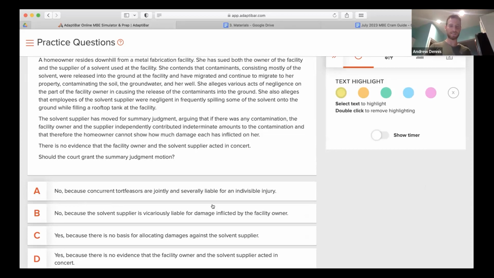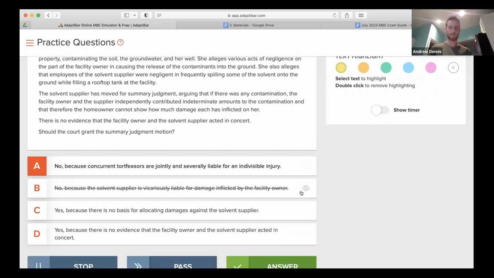14 out of 16, everyone picked A, right? You're not going to get off the hook in this case. You did it. They're not vicariously liable. That's not the right answer, but they're on the hook. So I feel like A is the only good answer. You agree with us, Matt?